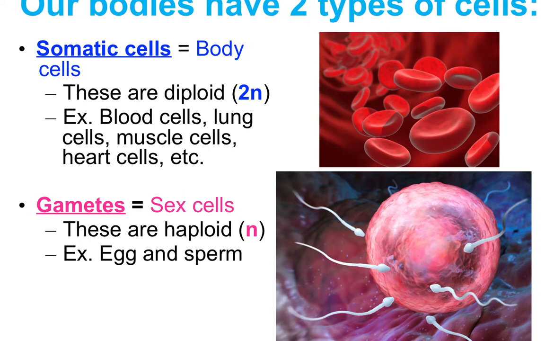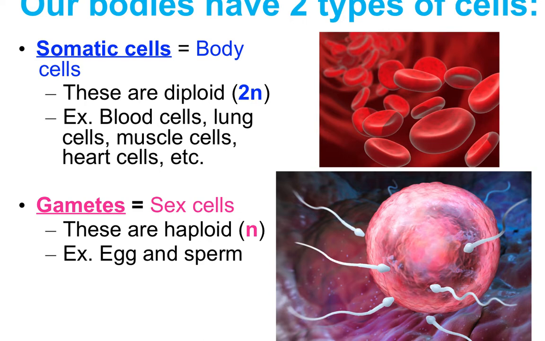So somatic cells are diploid, which means they have two copies of all of our DNA. Each diploid cell has a full copy of DNA that you got from mom and then a copy that you got from dad. All the cells in our body, for the most part, are diploid cells, everything from blood cells to ear cells to lung cells to muscle cells. We call those 2N. Gametes, our sex cells, are haploid.